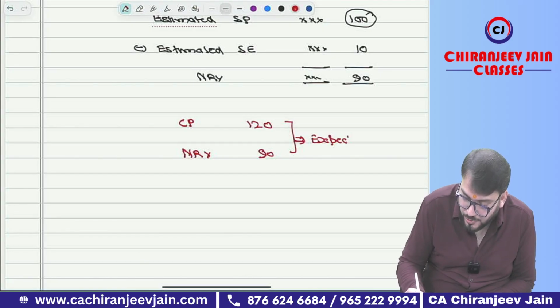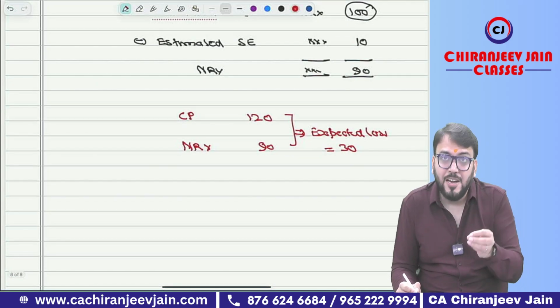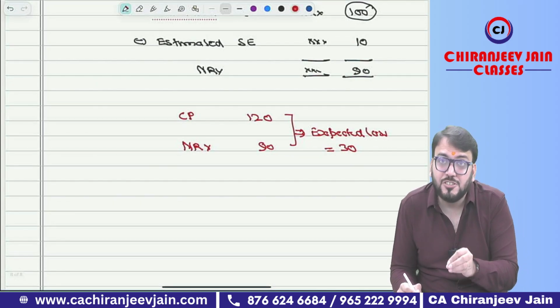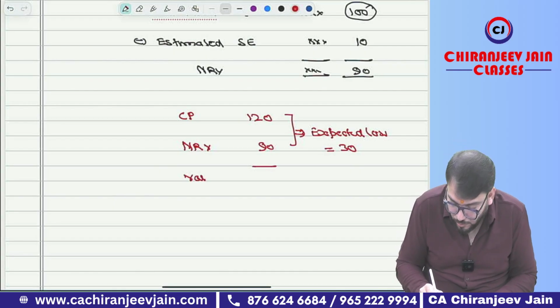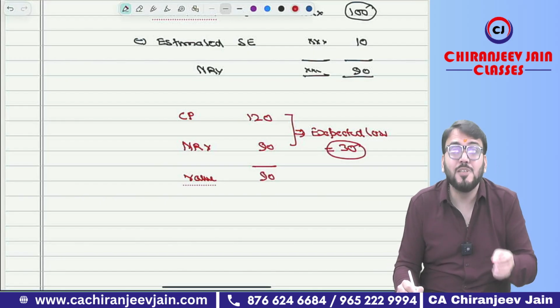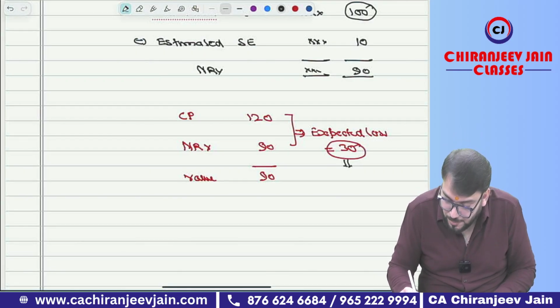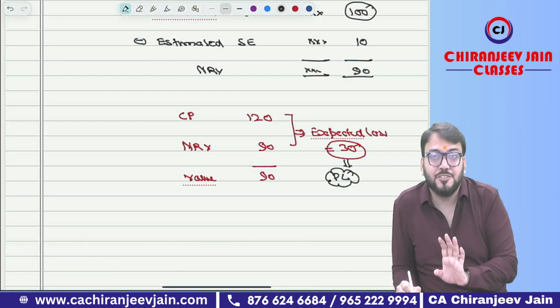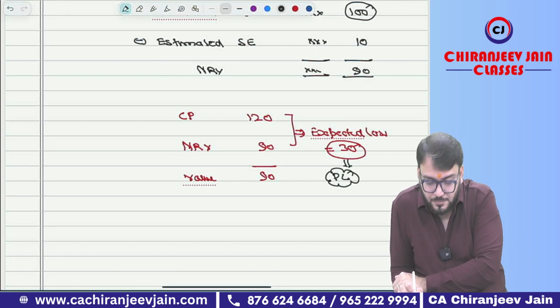How much expected loss? Expected loss is 30. And therefore inventory will be written down by rupees 30 to its NRV. We will say value is equal to 90. So inventory is written down to its NRV of 90. So this becomes a loss, and this will be charged to the P&L account as an expense. This will be recognized as an expense, as per the conservatism principle.